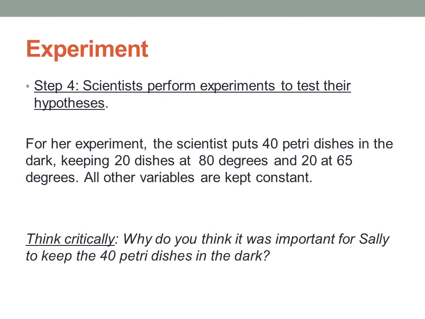Step number 4. Once you form your hypothesis, you can then perform experiments to test your hypothesis. So for her experiment, the scientist put 40 petri dishes in the dark, keeping 20 dishes at 80 degrees and 20 at 65 degrees. All other variables are kept constant. So why do you think it was important for Sally to keep the 40 petri dishes in the dark? We're going to go ahead and explain that on the next slide.